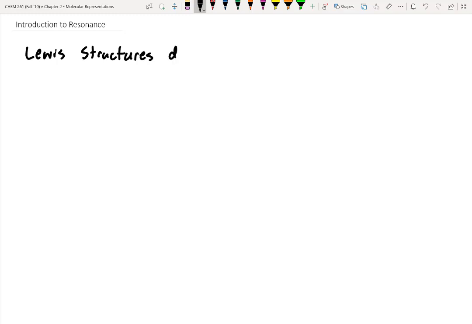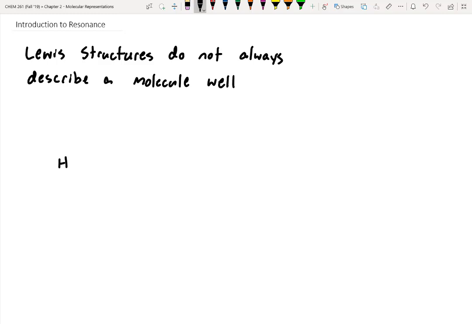So Lewis structures do not always describe a molecule well. And I'll show you an example. Let's think about this anion right here. This is called the formate anion.